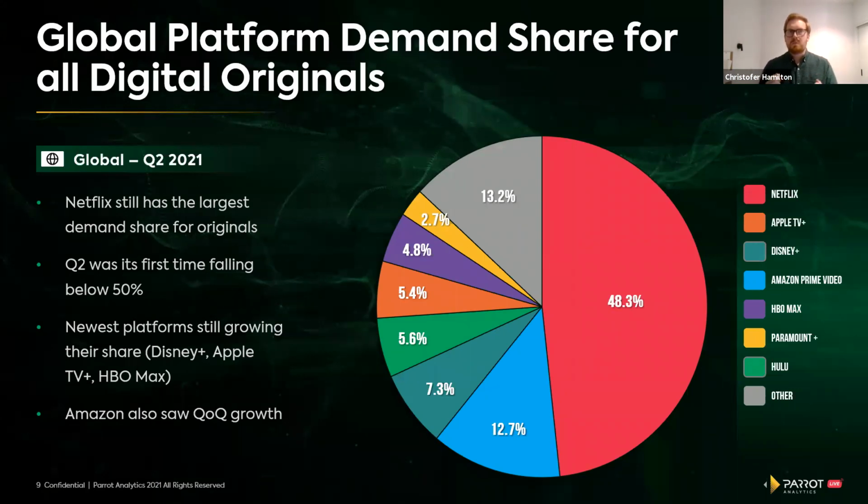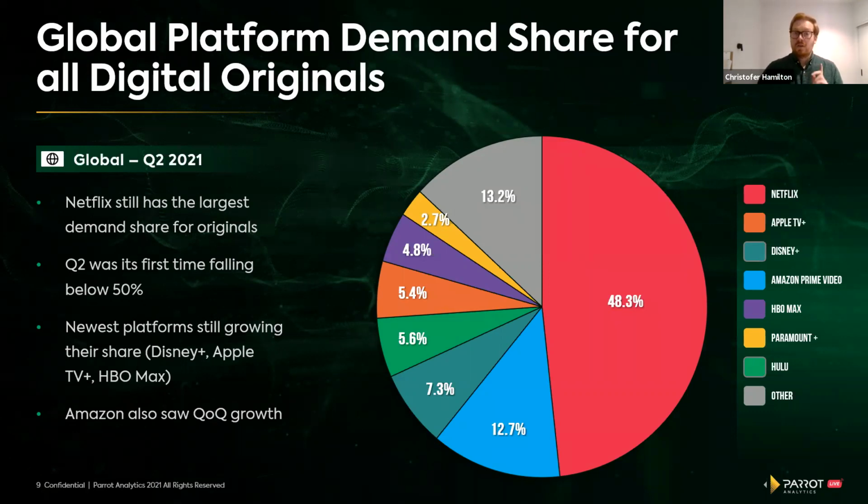Now we also see newer platforms like Disney Plus, Apple TV Plus, HBO Max. Maybe not brand new anymore, but still the new kids on the block, I would say. They're continuing to grow their demand share. So Disney Plus, its global demand share is up from 6% in Q1 to 7.3% here. Apple TV Plus went from 4.7% in Q1 to 5.4%, and HBO Max 4.1% to 4.8%. So there's still room to grow for these newer streamers.